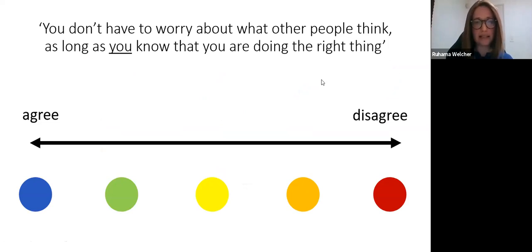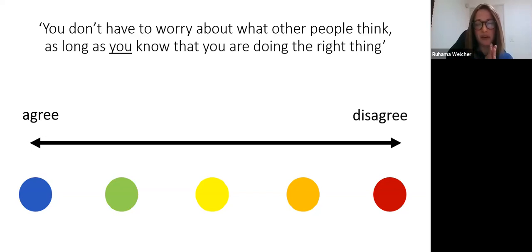And on one side of the classroom, you stick a paper that says agree. And on the opposite wall, you stick a paper that says disagree. And everybody has to stand up and walk somewhere in the room that reflects their opinion. So if you completely agree that you don't have to care about what other people think as long as you know you're doing the right thing, you stand flat against the wall that says agree.